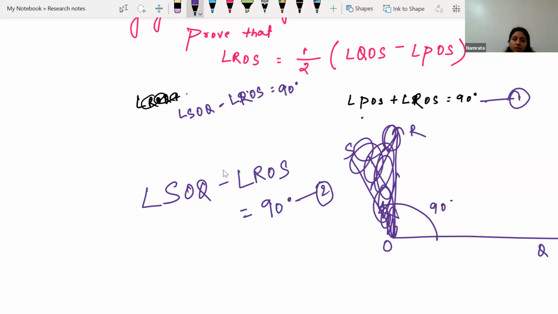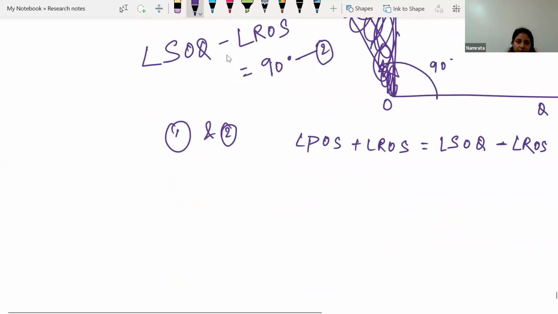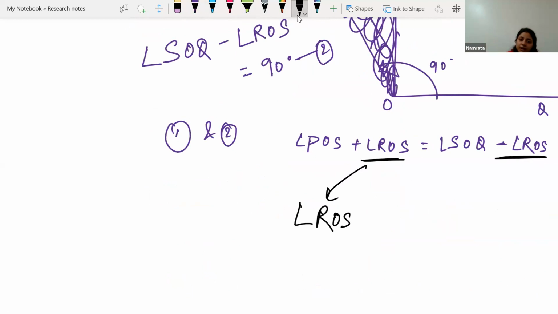So let's compare both the equations. If we compare equation 1 and equation 2, then we can say this is 90, this is 90. So we can say angle POS plus angle ROS must be equal to angle SOQ, or QOS you can say, minus angle ROS over here. Now let's do the simplification. Here we can see ROS. Here we can see ROS. Let's bring it to one side. So ROS, this one, and that ROS will be plus ROS over here.